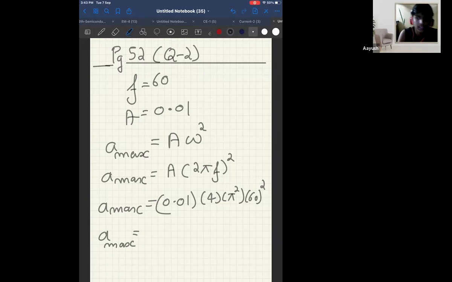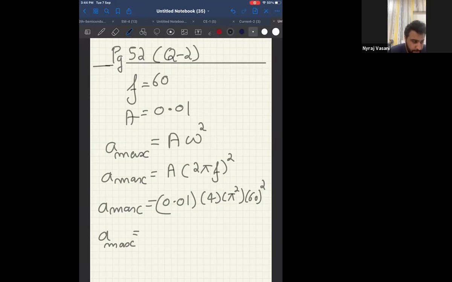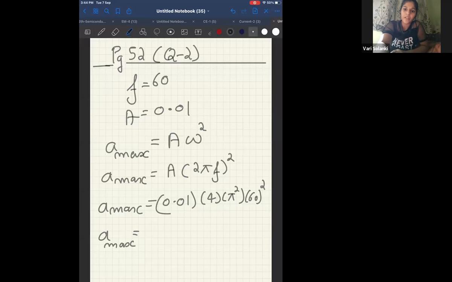Sir, option D, 144. Option B, 144. Okay, anyone else? Option A. Sir, option A. Pi is also there, right? Pi is also there, so you have to substitute that as well.